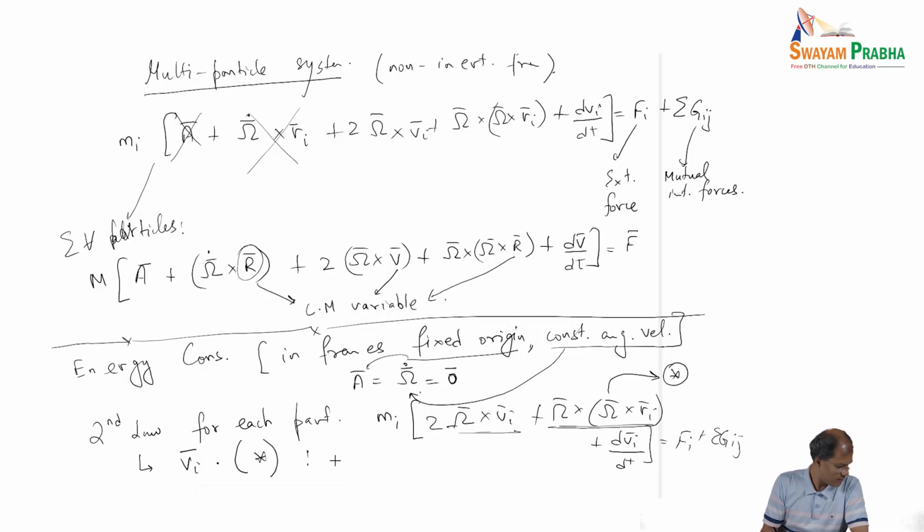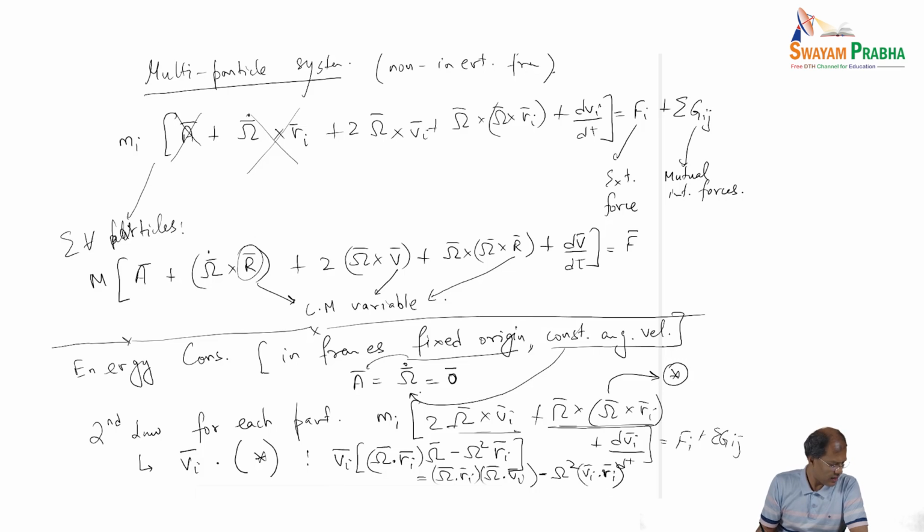And the second term will reduce as Vi dot omega dot Ri omega minus omega square Ri. And then if we complete the dot product, this is going to be omega dot Ri, omega dot Vi, minus omega square Vi dot Ri. So Vi dot Ri, and that is what we have.